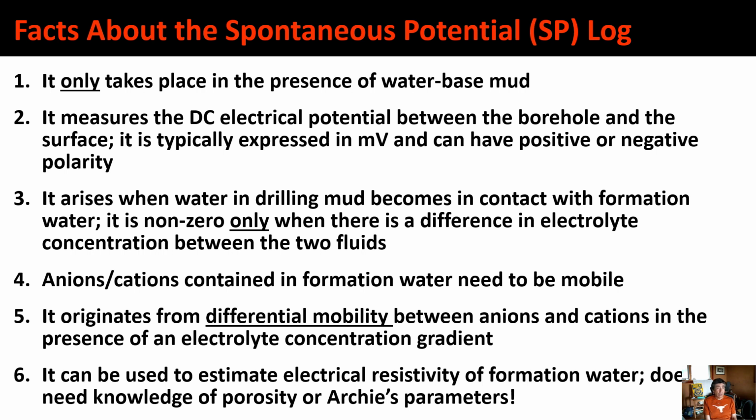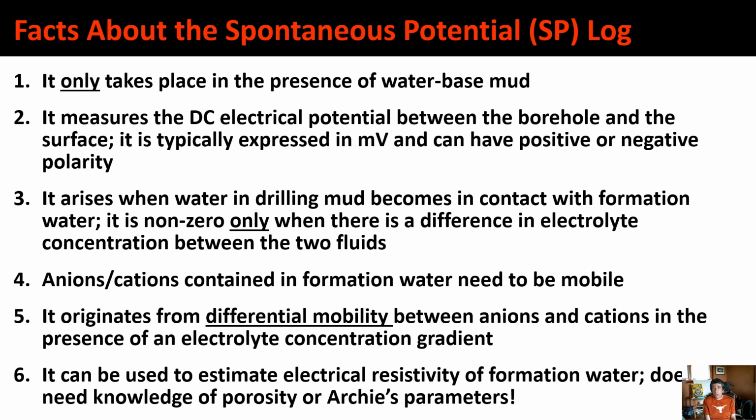What is SP? It measures a DC electrical potential. Essentially, we have a time-constant electric field being developed naturally, spontaneously in the borehole. The values of that field produce voltages of millivolts. It can be positive or negative, like in any electric field, in any voltage. And it's there for us to harvest. It's spontaneous. We don't control the source.